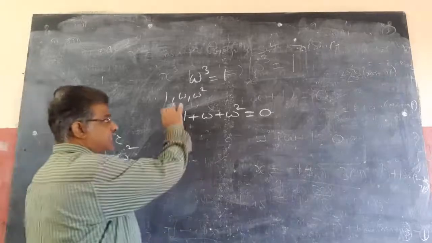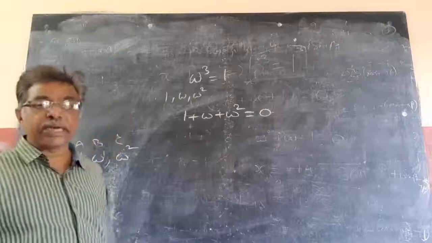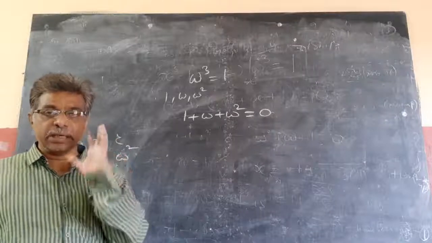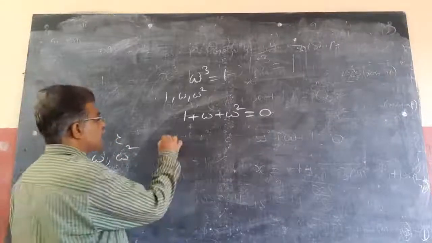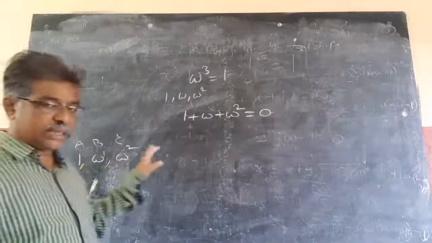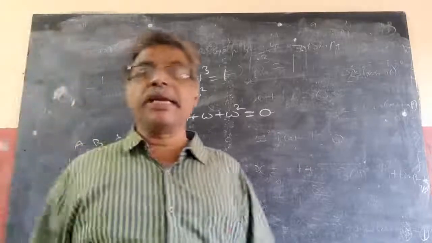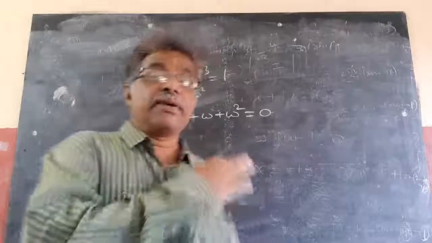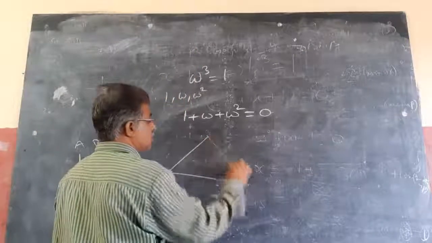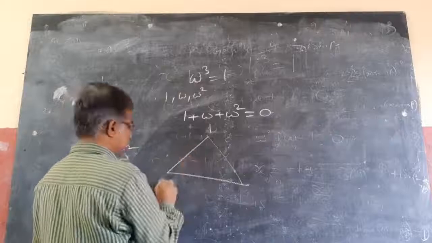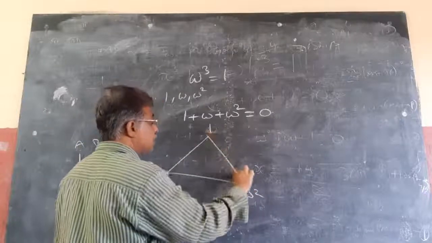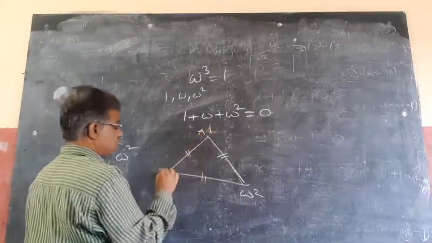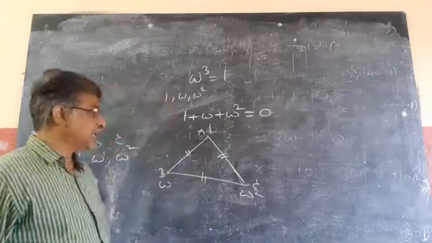Means these are always the vertices of an equilateral triangle. Cube roots of unity are always vertices of an equilateral triangle. Because if you find the distances AB, BC, CA, and the three sides are equal in a triangle, then what do they represent? They are the sides of an equilateral triangle. 1, omega, omega square in any order form an equilateral triangle. These are the vertices of an equilateral triangle.